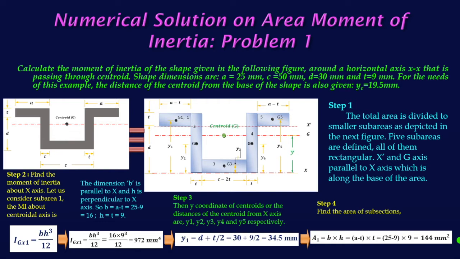Here in problem 1, we'll solve a numerical based on the composite section. So see here, this is the problem. The area is given, the shaded part, and the dimension of the shaded part is given. We have to find out the area moment of inertia of the shaded part.